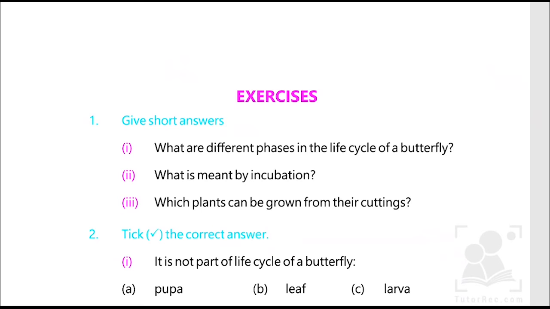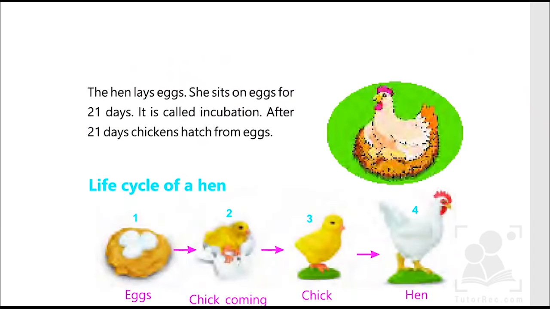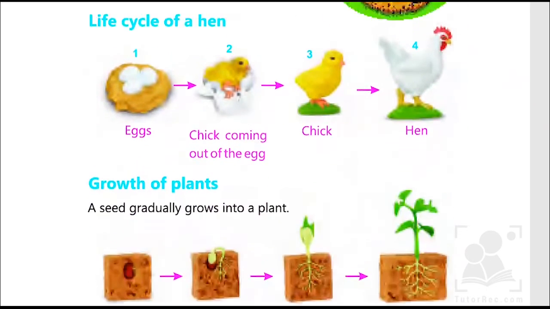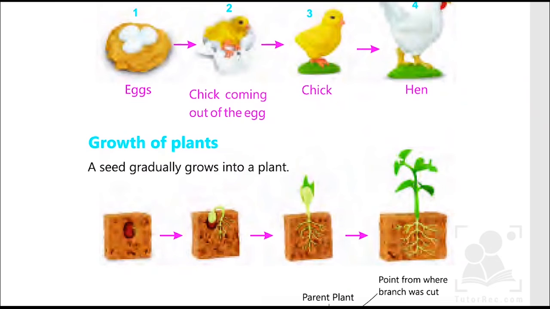So this is basically the text from the developmental phases of living things or living beings, in which we studied the life cycle of a butterfly, of a frog, of a hen, in which we learned about the incubation process, which is about 21 days sitting on eggs. Then the growth of plants.